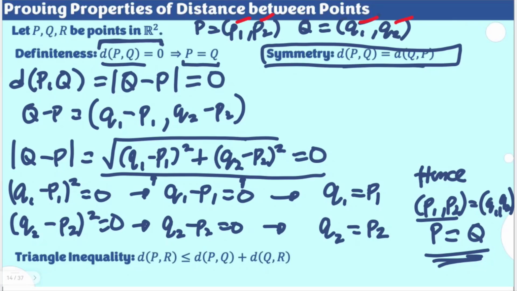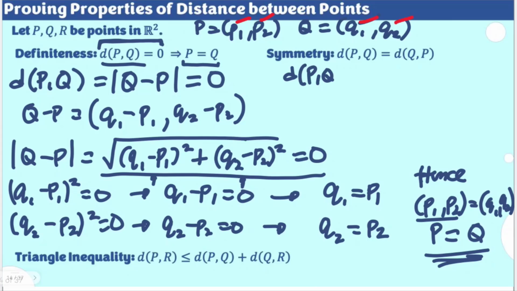Let's proceed to the second one. Let me erase this. We're going to show that this is equal to the other, meaning, again, whichever point is written first in our formula will have the same value. We know already that the distance between P and Q in the first example here is the absolute value of the difference, Q minus P. From here, hopefully, we can arrive at this point.